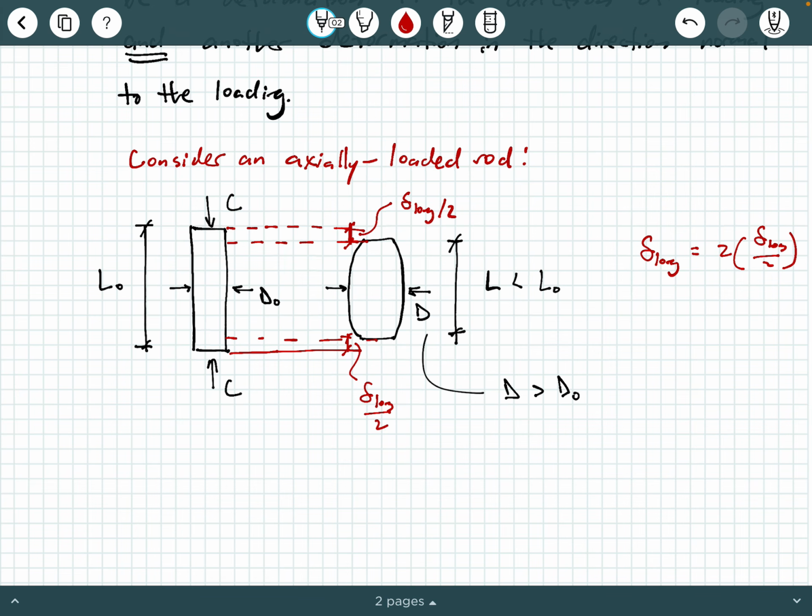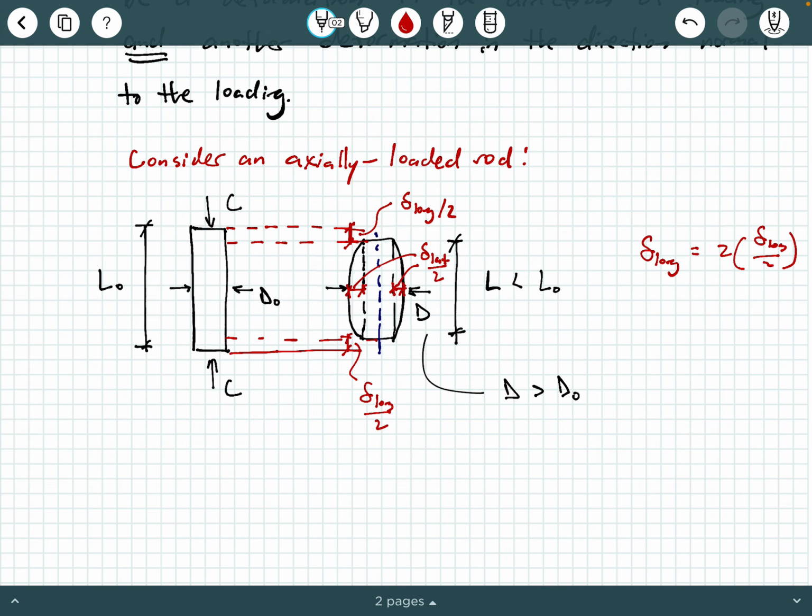And then similarly, if we draw maybe a center line here, and then superimpose the original diameter here, I know this drawing's getting a little messy, but we're going to have this expansion of the diameter on either side of this superimposed original diameter that was here. And so we can call these two dimensions right here delta lat over 2.